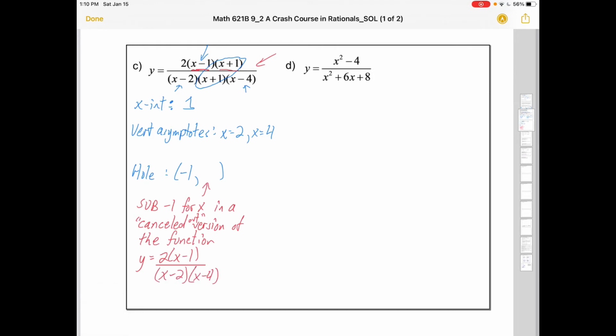And the reason that this is at least sort of okay is because we're not finding a point on the curve. We're kind of finding a non-point on the curve, a place where it would have existed if the curve were defined there. So I'm going to put in negative 1 for x everywhere that x appears. And let's see what I get. On top, negative 1 minus 1 is negative 2, so I'll get negative 4. And on bottom, I would get negative 3 times negative 5, so that's positive 15. So that's the y-coordinate.